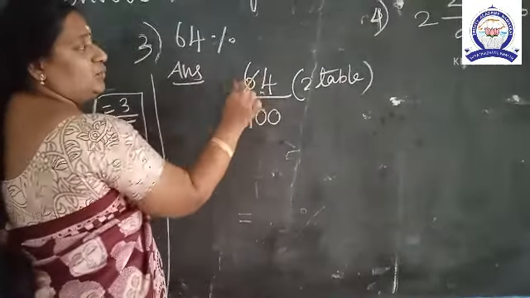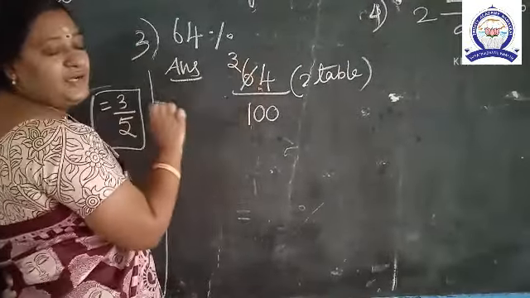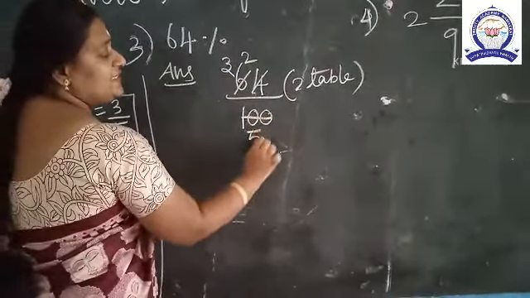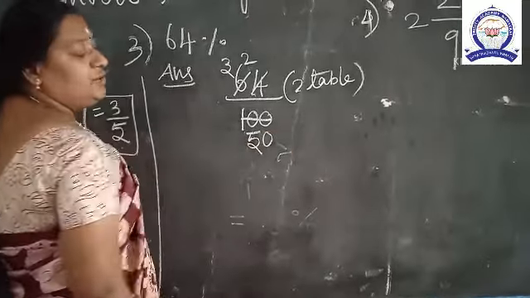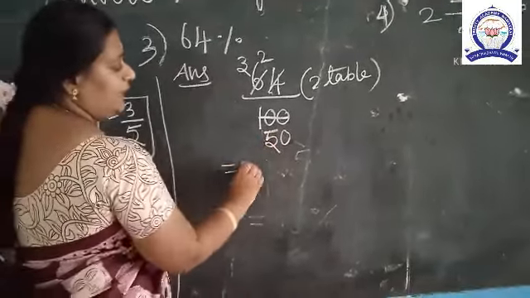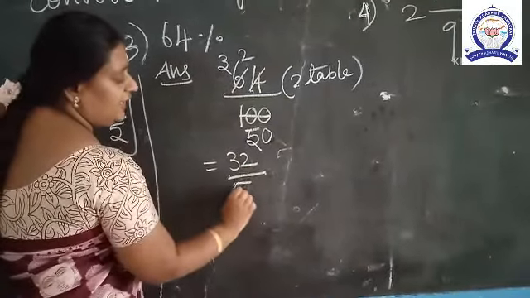First 6. 2 3s are 6. 6 cut பண்ணிட்டோம். 2 2s are 4. So இங்க 2 5s are 10. 50 2s are 100 இல்லையா? 50 2s are 100. You write cut பண்ண number, 32 by 50.